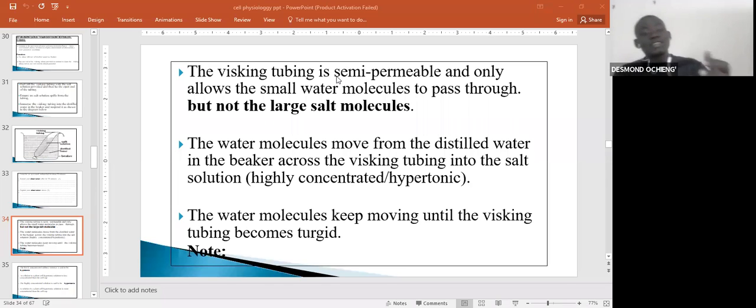And I started by saying that distilled water can also be said to be pure, because distilled water is water which has got no solute in it. Haina kitu ndani yake. Ni maji, pure water. Okay, great. So my last point there: the water molecules keep moving until the visking tubing becomes turgid. Great, let us proceed.